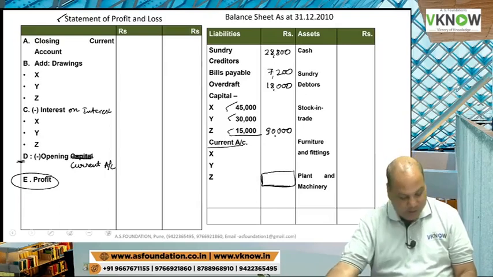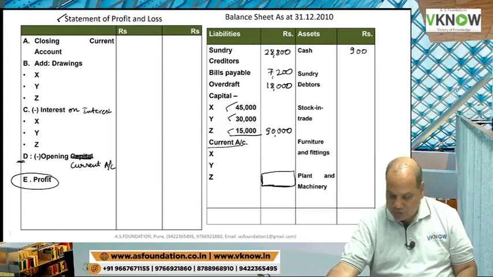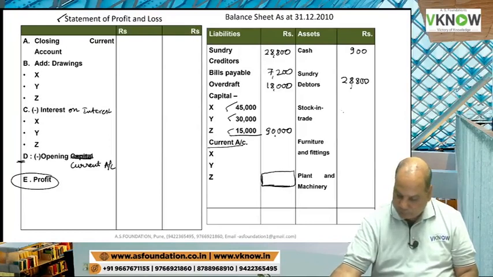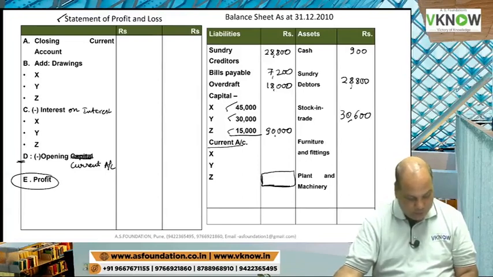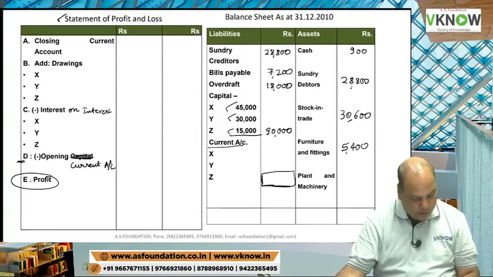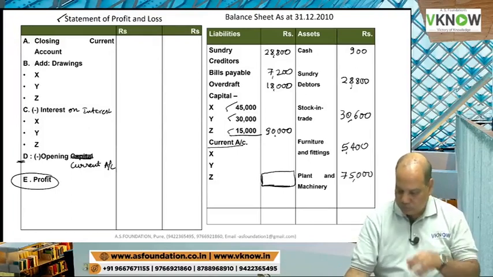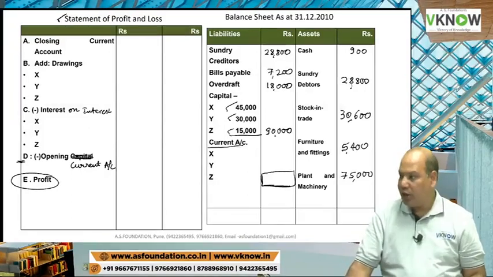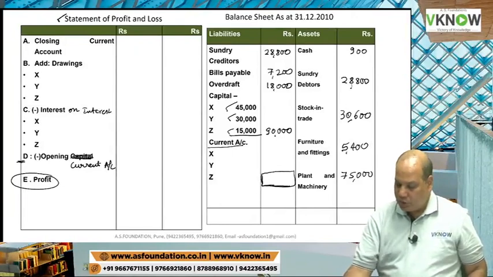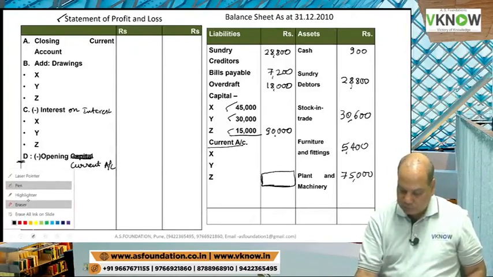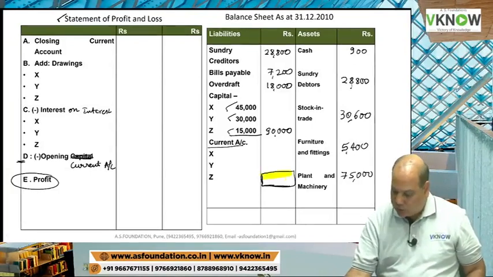Okay. Next line, asset side: cash in hand, you will see the last table, 900. Sundry debtors is 28,800. Stock in trade 30,600. Furniture and fitting 5,400. And plant and machinery 75,000. These are the items given to you which we have written. Now the missing figure is current account here.